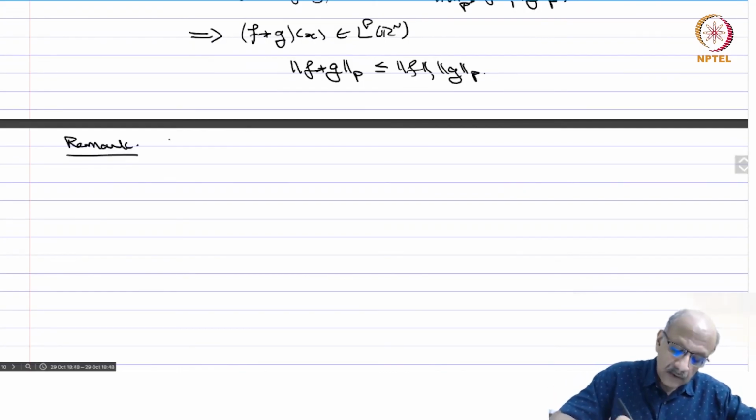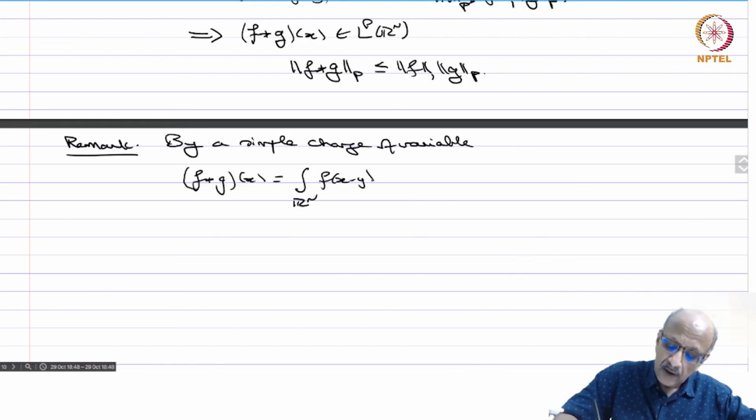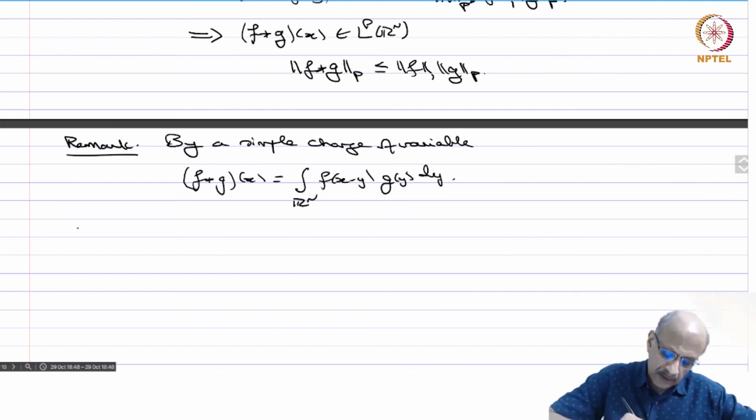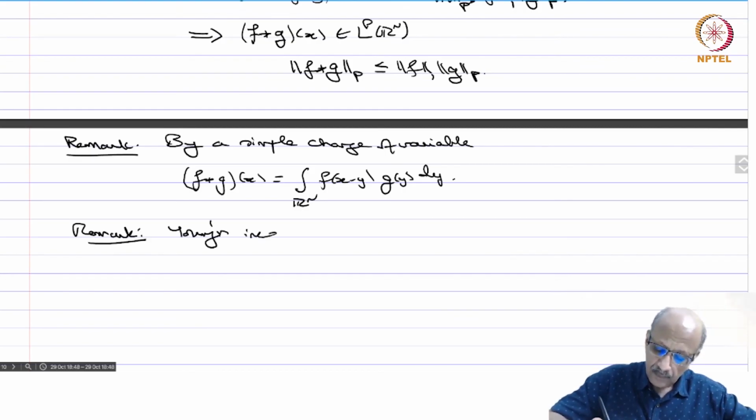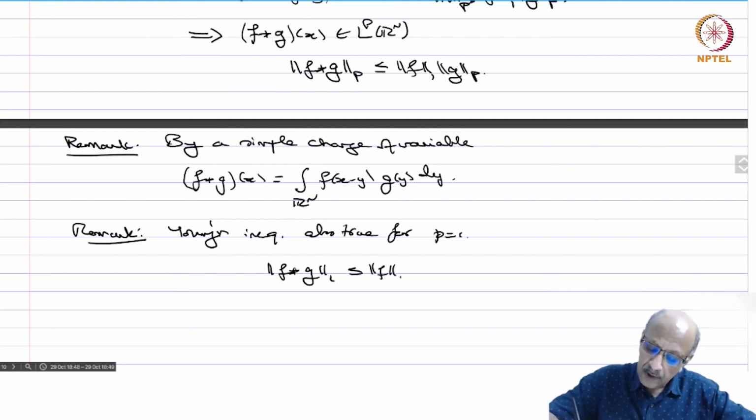So remark, by a simple change of variable, we also have f star g of x is equal to the integral over Rn of f of x minus y g of y dy. Second remark, Young's inequality is also true for p equals 1. So if f and g are both in L1, f star g is well defined and you have norm of f star g in L1 less than or equal to norm f in L1 times norm g in L1. This is true, and we will see it in the exercises.